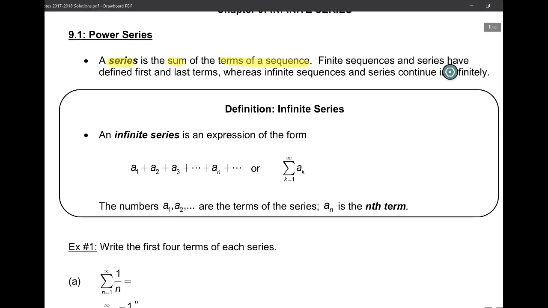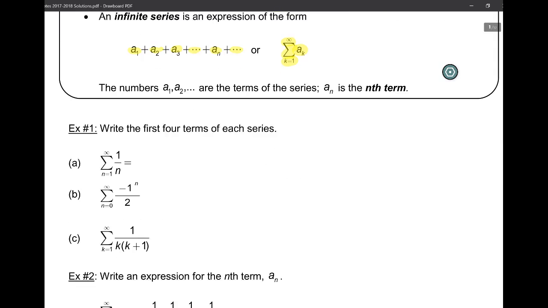So here's an example of how we would write an infinite series. We express that as a sub 1 plus a sub 2 plus a sub 3 plus a sub n. And you'll notice there's always going to be a dot, dot, dot before and after because it does not have a finite number of terms. We express that with the sigma notation from k equals 1 to infinity. And actually k can start from any value. It can start with a 1, it can start with a 0, it can start with a 3. These just represent the number of the term of the series.